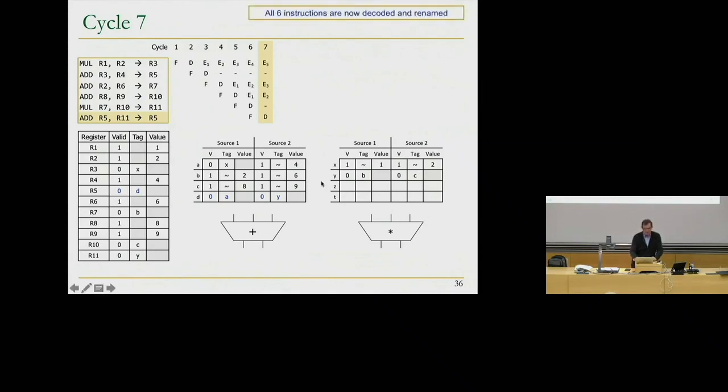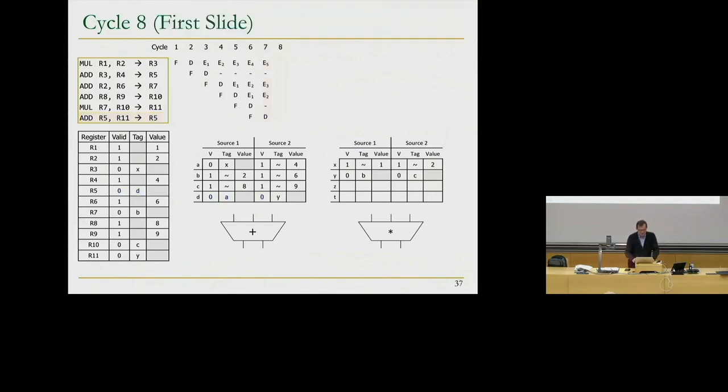OK, at this point, all 6 instructions are now decoded and renamed. If you actually look at this picture, you should be able to reconstruct the data flow graph. Actually, in this case, you should be able to reconstruct the program. If I don't give you this program, for example, over here, and I give you just this, you can give me the program. OK, we'll see that. OK, we discussed what happened to R5.